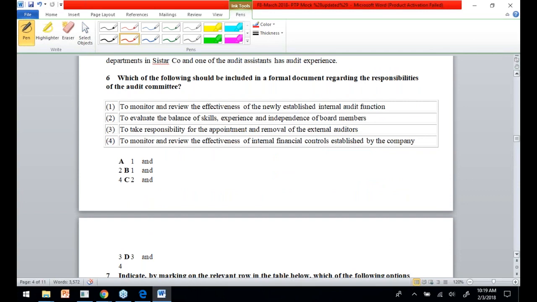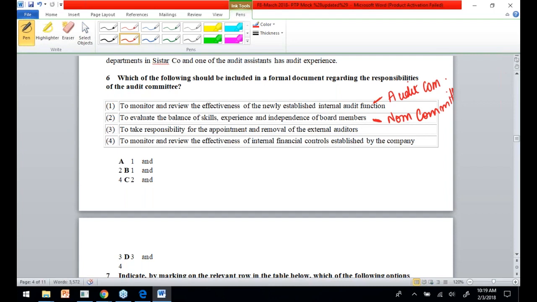All right, so the first is to monitor and review the effectiveness of the newly established internal audit function. You know that this is one of the responsibilities of the audit committee. The second is to evaluate the balance of skills, experience, and independence of the board members. This is the responsibility of the nomination committee, not the audit committee.